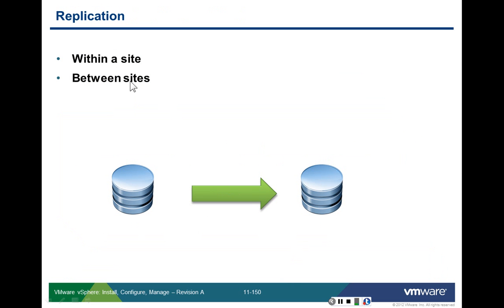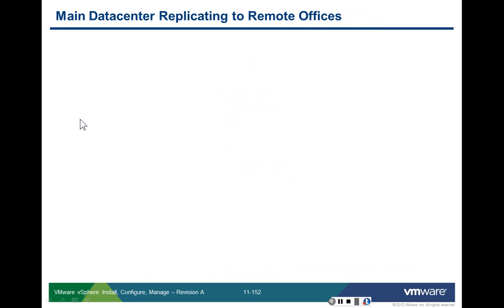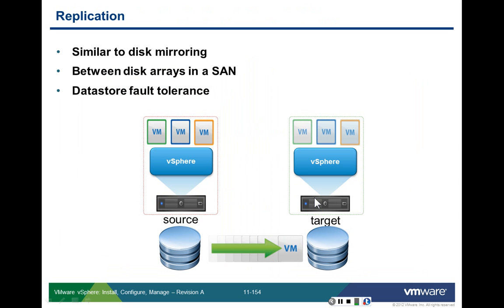Replication can occur within a site or between sites. Two examples. We could have replication from remote offices which replicate into the main office, or we could do it the other way around. We could have replication from the main data center, and it could replicate to disk arrays at remote offices. Replication is similar to disk mirroring, except it's replication of data between disk arrays in the storage area network, and the whole purpose is for data store fault tolerance.